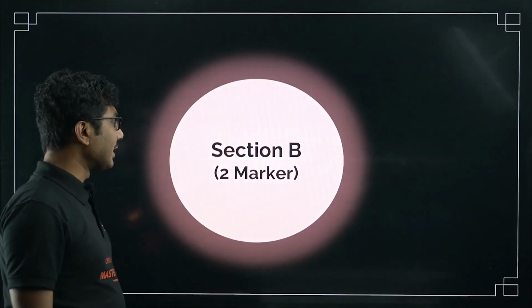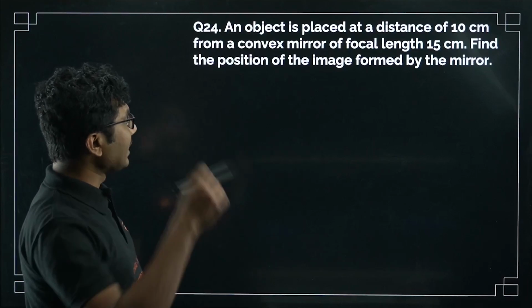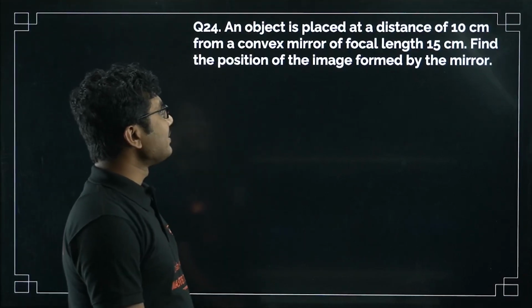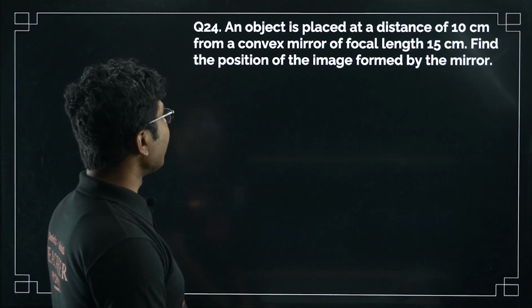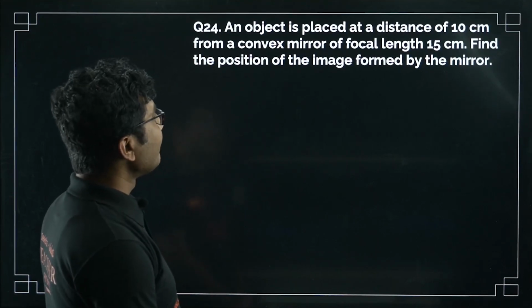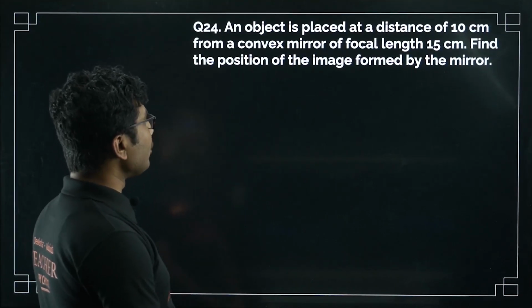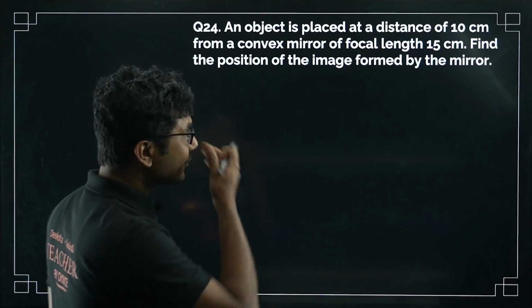Now next question, next part, a 2 mark question. Let's see this question. An object is placed at a distance of 10 centimeter from a convex mirror of focal length 15 centimeter. Find the position of the image formed by the mirror. 2 mark question, easy question.